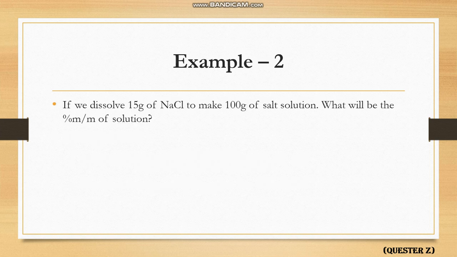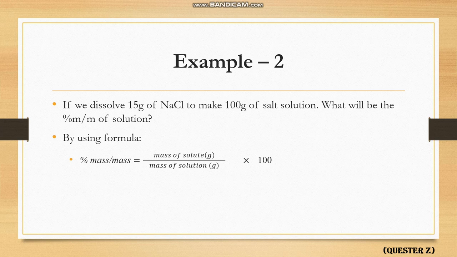Another example, if I have 15 grams of NaCl and I have to make 100 grams of salt solution, so I dissolve it to make the 100 grams. How will we find out the concentration? By using the formula, mass of the solute, that is 15, over the mass of solution, that is 100 grams, multiplied by 100, we get the mass by mass concentration of this solution, that is 15. That is quite easy. By learning these formulas, you can easily find out the concentrations of different solutions in your laboratories as well.